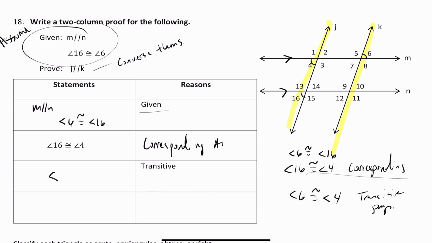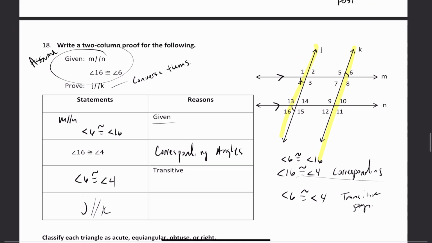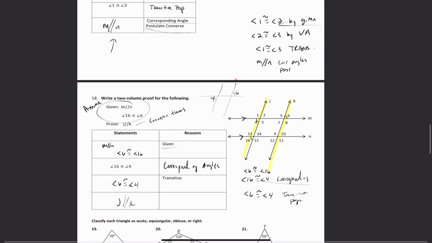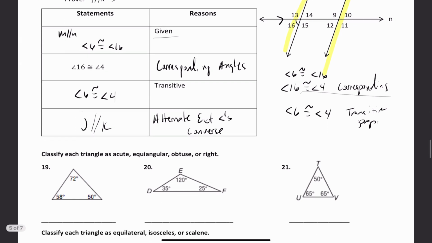So corresponding angles. And then again, angle 6 is congruent to angle 4. That's the transitive property. Therefore, J is parallel to K by the, well, let me take a look at this stuff again. So I have these lines, and then 4 is over here, 6 is over here. These angles are congruent, and they are outside of these lines over here. So that has to be alternate exterior angles, converse, okay? Because you're proving the lines parallel, you're using the alternate exterior angles converse.